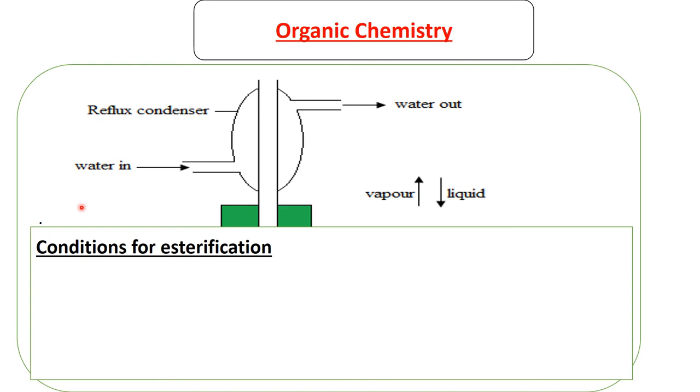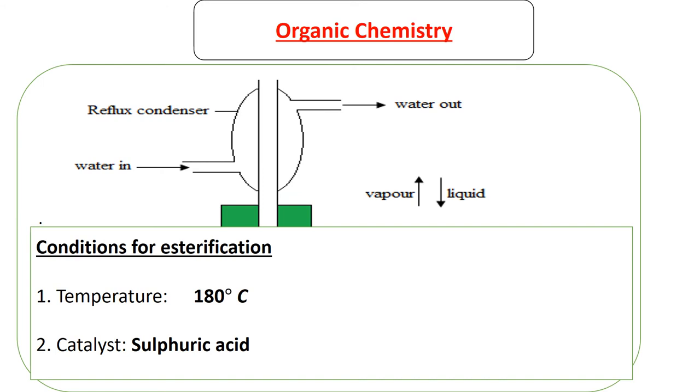So the conditions for this process to occur are: first, the temperature should be 180 degrees Celsius. Second, there's need for sulfuric acid, which acts as a catalyst, but in essence a drying agent.